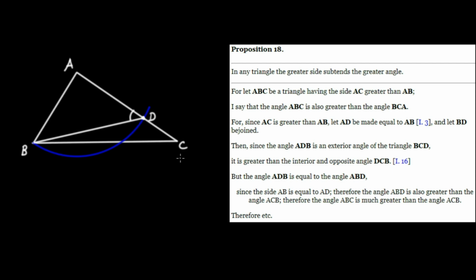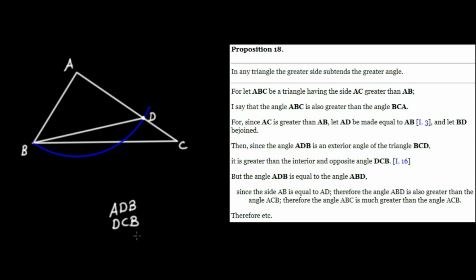And by proposition 16, it is therefore greater than the interior and opposite angle DCB. So he's saying that this exterior angle must be greater than this interior and opposite angle DCB. And that's true by proposition 16. So to keep track of our angles, we have the angle ADB, and we've noted that it's greater than DCB.